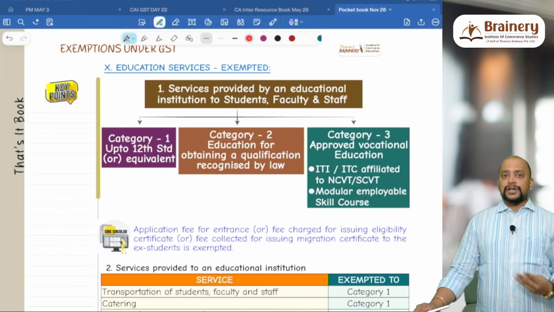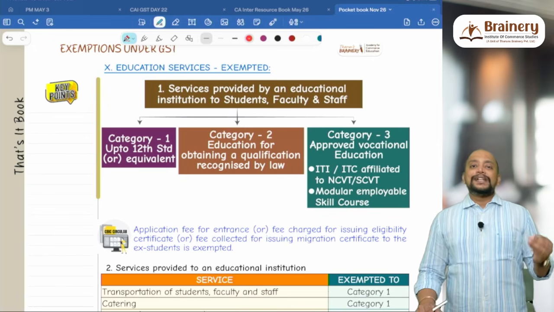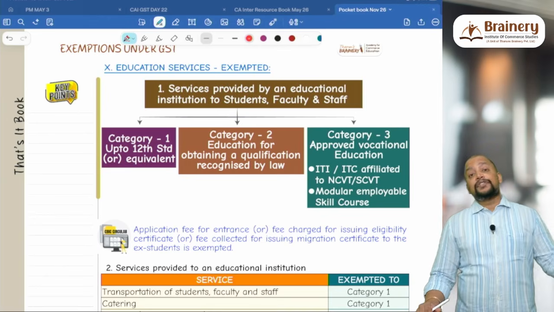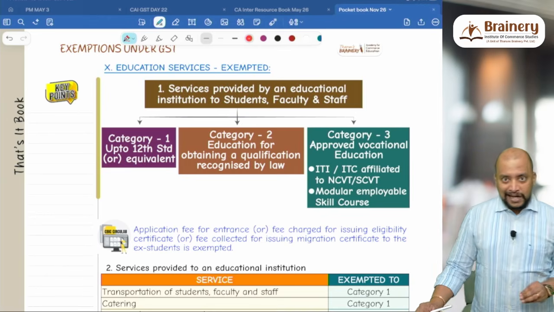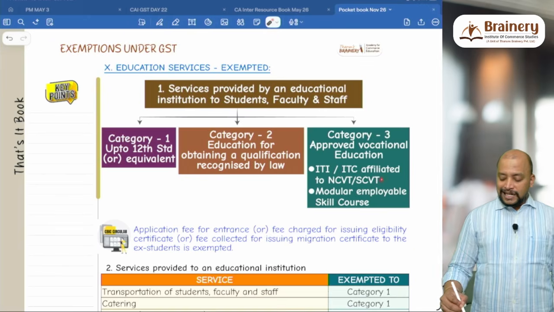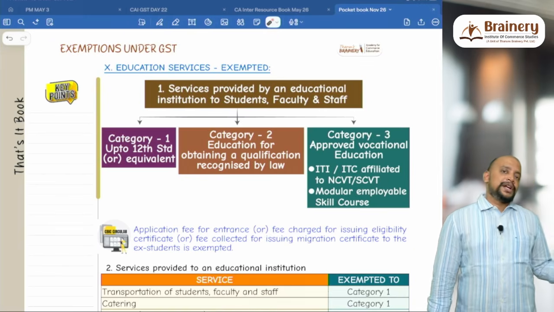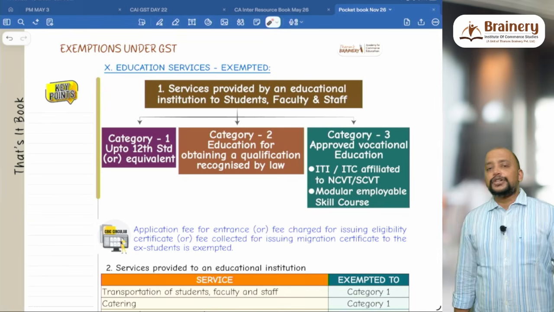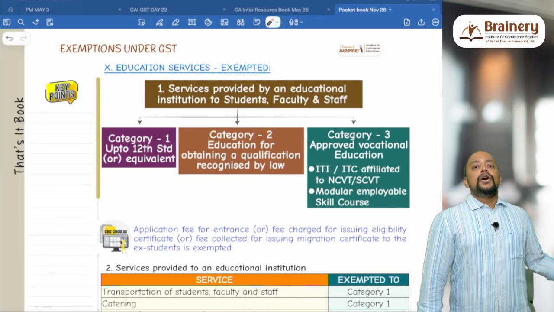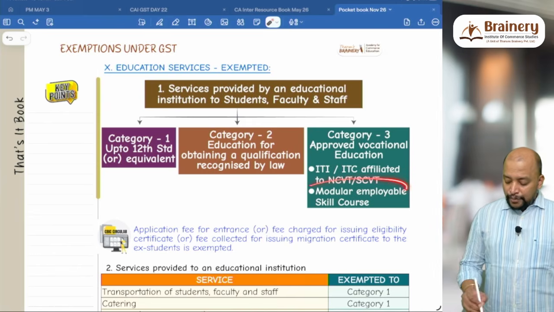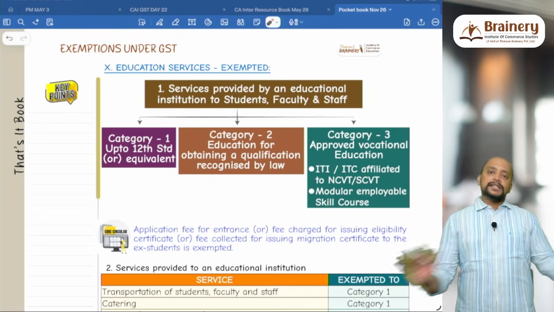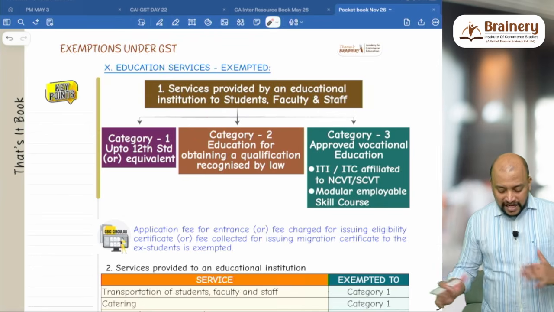We have 3 categories of educational institution. Number 1, education up to 12th standard or equivalent. It can be in any board, etc. Whereas education as a part of curriculum for obtaining a qualification recognized by law. And third one, approved vocational education, that is ITI, Industrial Training Institute affiliated to NCVT or SCVT, National Council for Vocational Training or State Council for Vocational Training, and Modular Employable Skill Course. So these are the 3 category institutions. Any service provided by them to its students, faculty and staff is exempted.